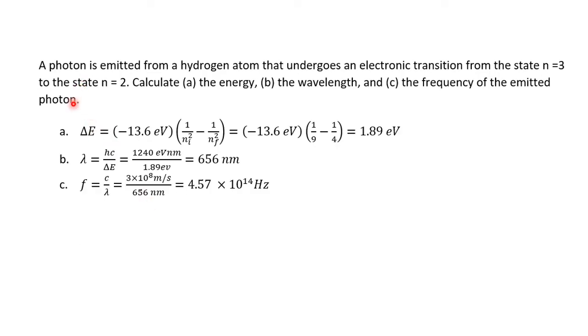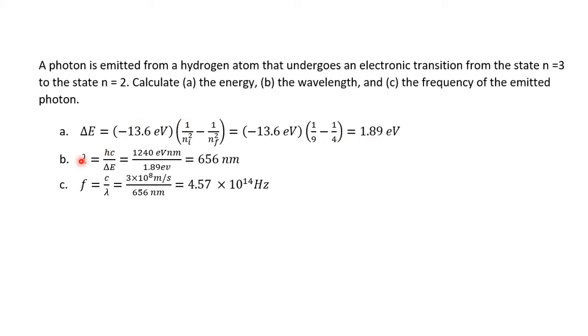For problem 2, we have a photon that's emitted from a hydrogen atom that undergoes an electronic transition from the n equals 3 state to the n equals 2 state. We want to calculate the energy, the wavelength, and the frequency of the emitted photon. So in part A, we can use the direct formula, minus 13.6 electron volts times the quantity 1 over n_i squared minus 1 over n_f squared, where the n's are the states. So n_i is 3 and n_f is 2. When you plug those in, you get 1.89 electron volts.